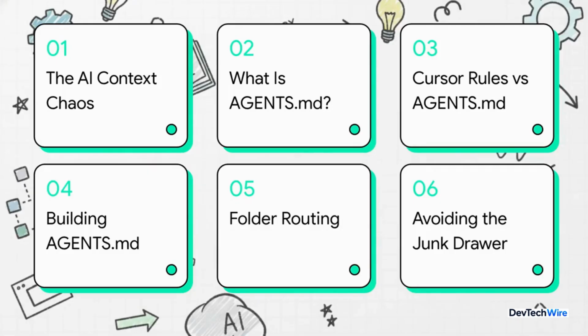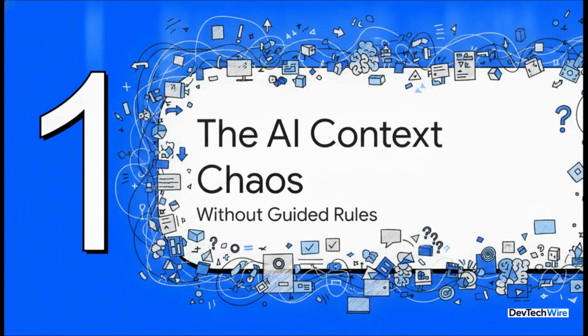Here's our blueprint for today. 1. The AI context chaos. 2. What is AGENTS.md? 3. Cursor rules versus AGENTS.md. 4. Building your AGENTS.md file. 5. Folder routing and skills.md. And finally, 6. Avoiding the junk drawer.